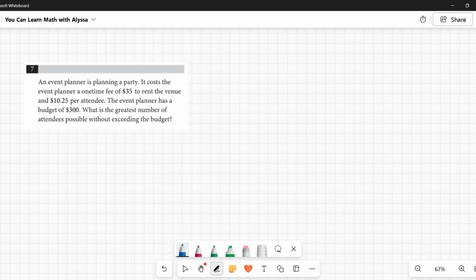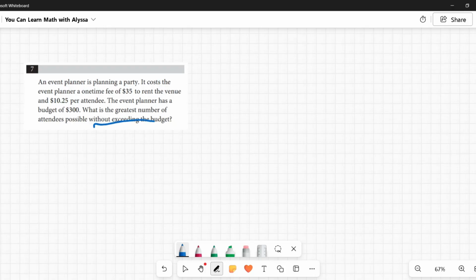Number 7, an event planner is planning a party. It costs the event planner a one-time fee of $35 to rent the venue and $10.25 per attendee. The event planner has a budget of $300. What is the greatest number of attendees possible without exceeding the budget?